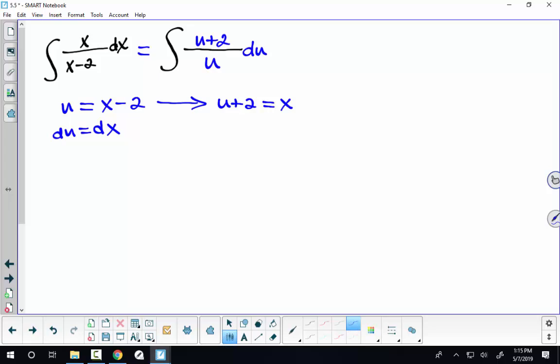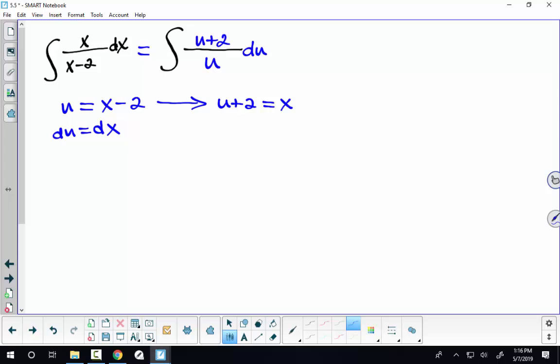Is everybody all right with that? Are there any questions? Now again, there's nothing guaranteeing that this u substitution will work. You have to say, well, this is where I'm at right now. I have u plus 2 over u. It doesn't look that much different than the original antiderivative or the original integrand.